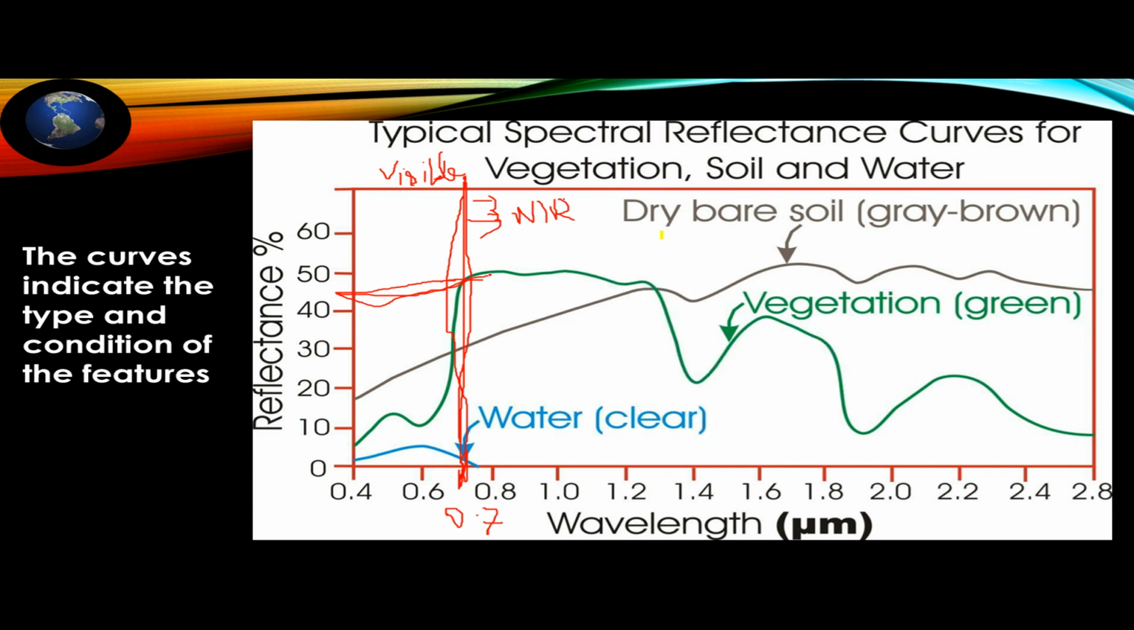And if you see this bare soil, it is the brown color spectral signature. In the visible range it also does not show much. When we go after this NIR band, then we can see this bare soil or such gray brown features. So this is the typical spectral signature curve of these three features: vegetation, soil, and water body.